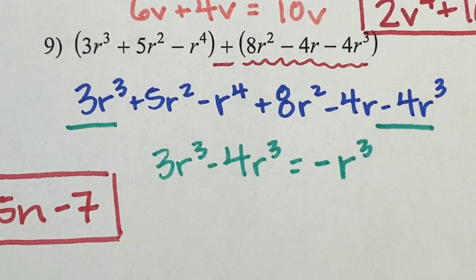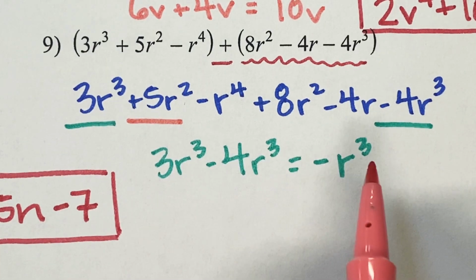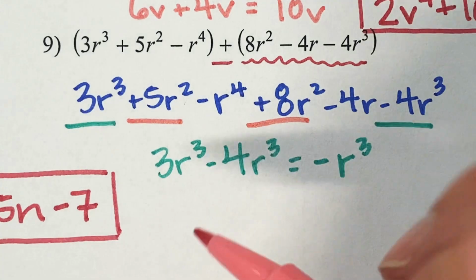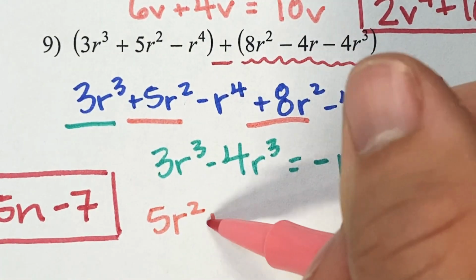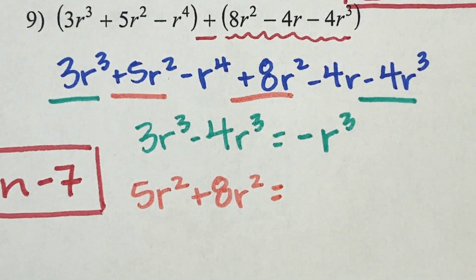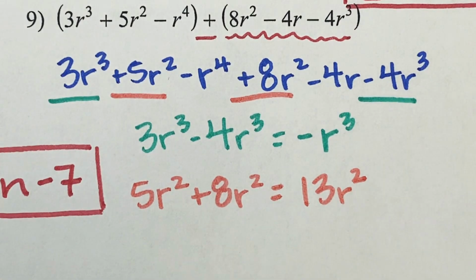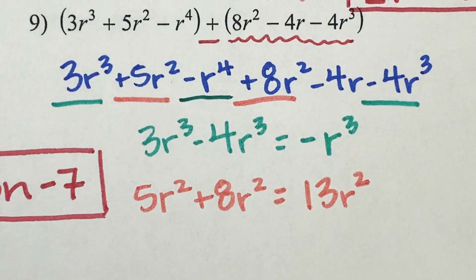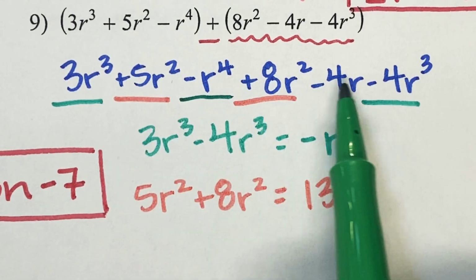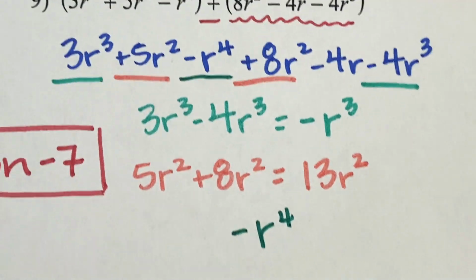Okay, now let's see. My next term is 5r squared. Any other r squareds you see? It's an 8r squared. So I have 5r squared plus 8r squared. What is 5r squared plus 8r squared going to give me? 13r squared. Beautiful. Now my next term, let's see, we have negative r to the 4th. Are there any other r's to the 4ths? Nope. So that just stays negative r to the 4th.